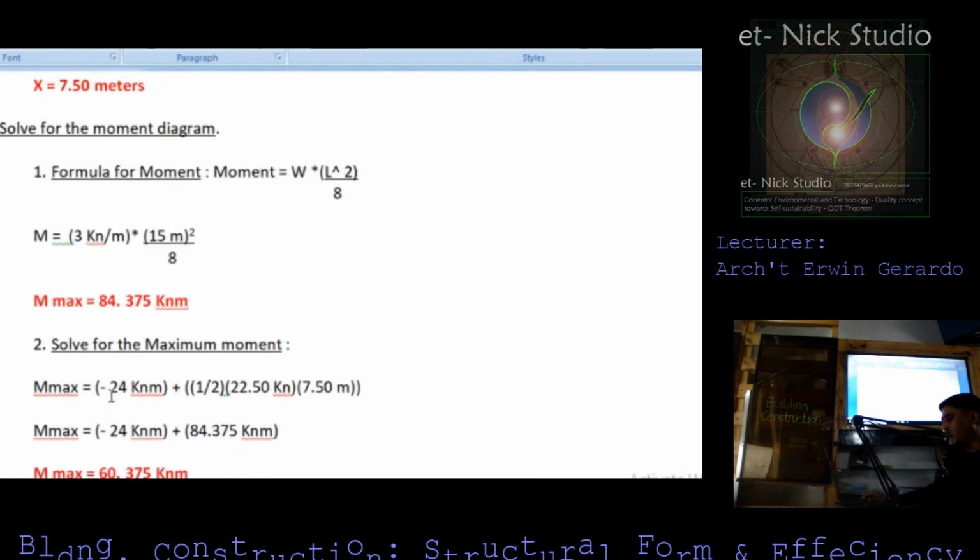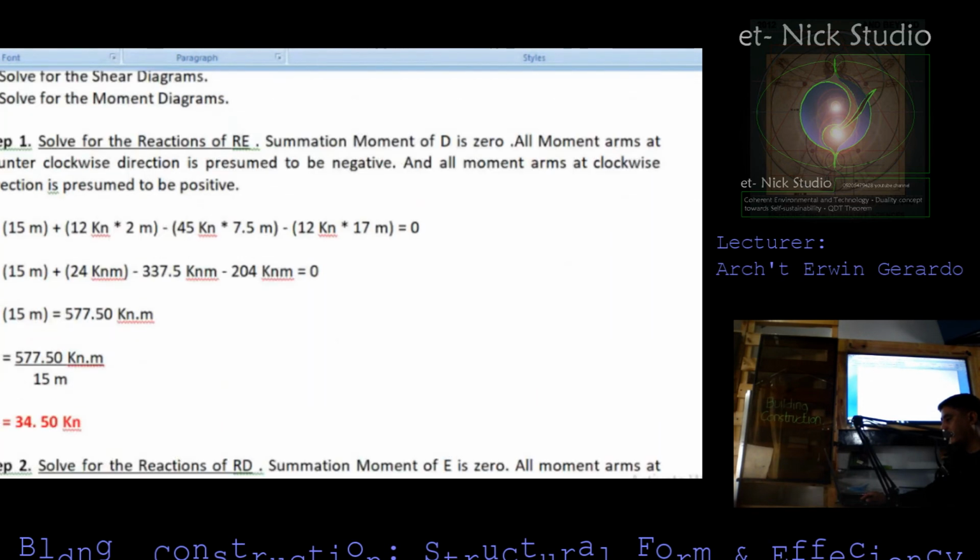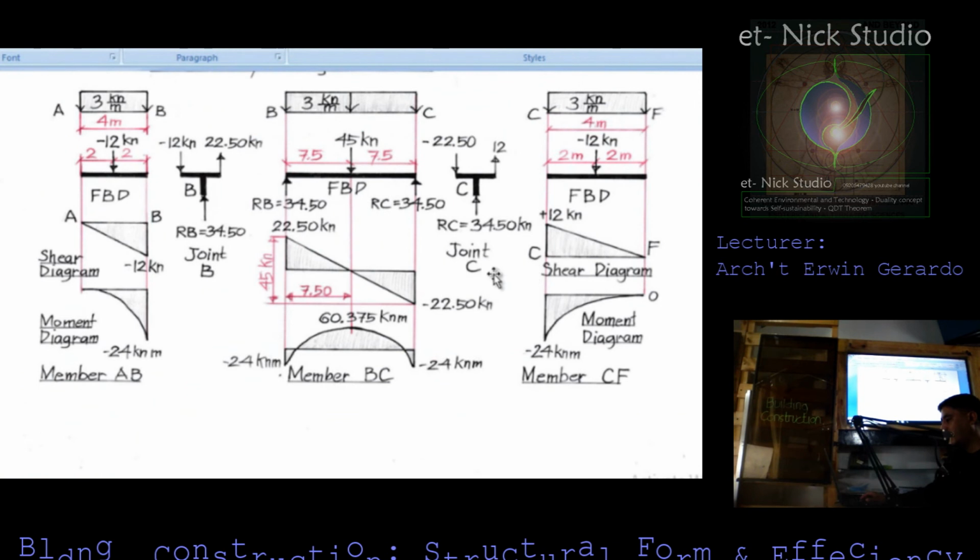So to solve for the maximum moment, under negative 24 kilonewton meter, add 1/2 times 22.5 kilonewton times 7.5. Here, because this is negative, just subtract it. The maximum moment therefore is 60.375 kilonewton meter. So this is 60.375 kilonewton meter.